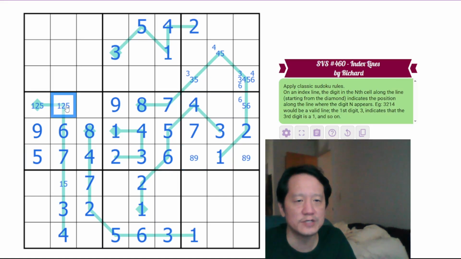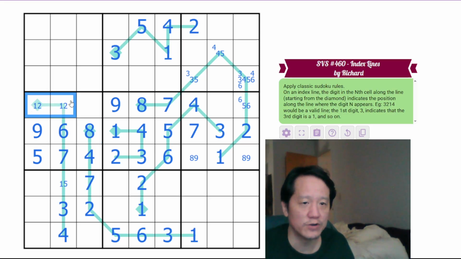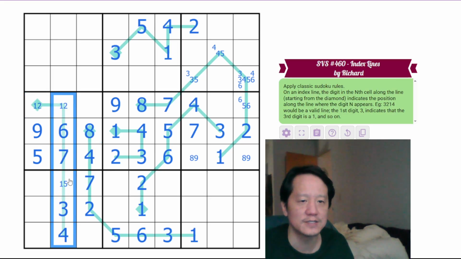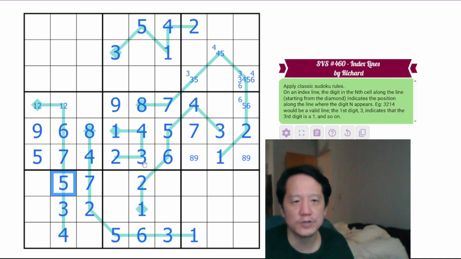This 5 eliminates 5 from the rest of the box, so this is 1, 2 as a pair, which means where is 5 on this index line? It has to be here. So that's 5. That makes this a 3. That means the remaining digits in row 4 are 5 and 6.